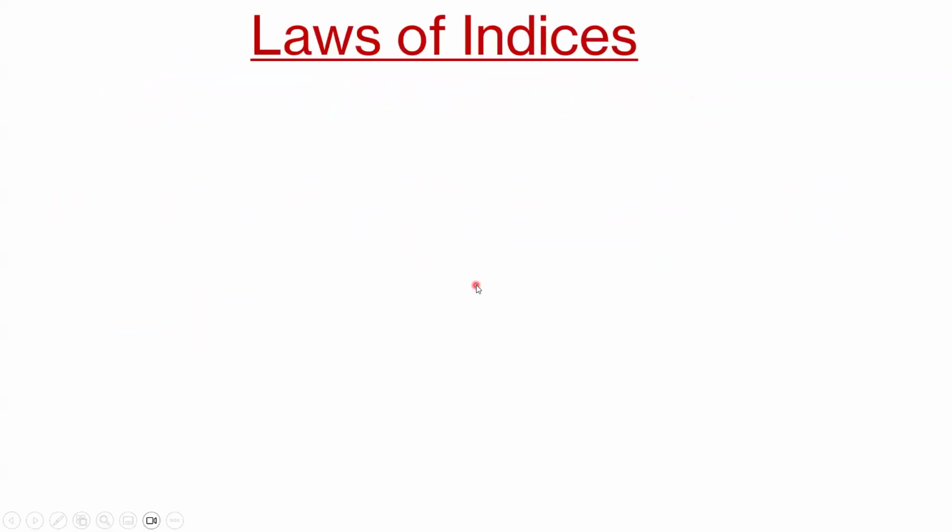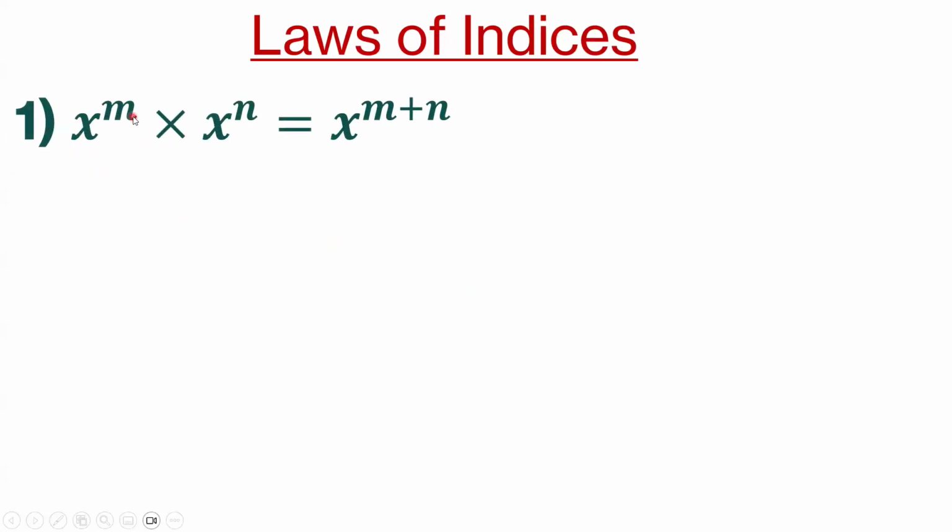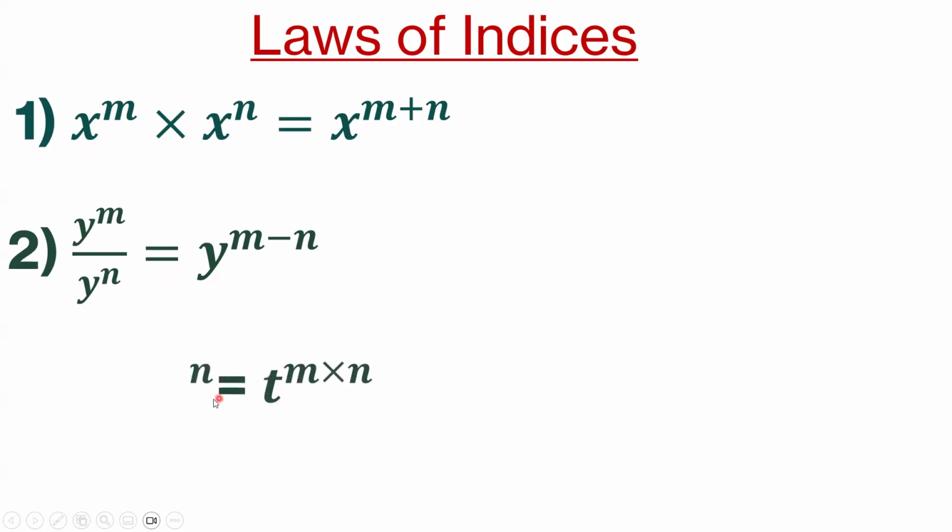To summarize the laws of indices, we will write the laws like this: x to the power of m times x to the power of n. Same base, I write the same base. I just add the 2 powers if it's multiplication. In division, I will write the same base and subtract the numerator power minus the denominator power. In power of power, you will just multiply the 2 powers m and n to get the answer.